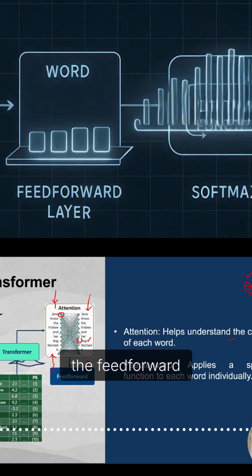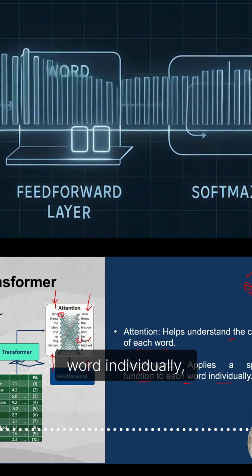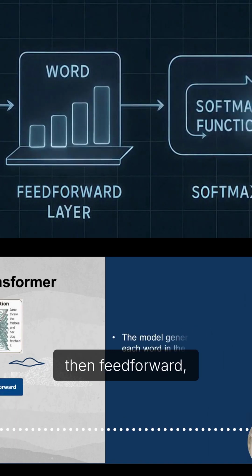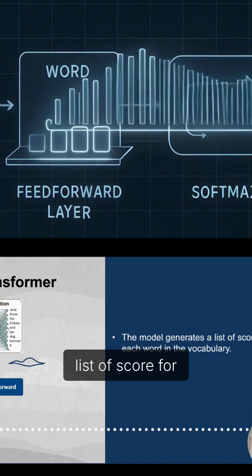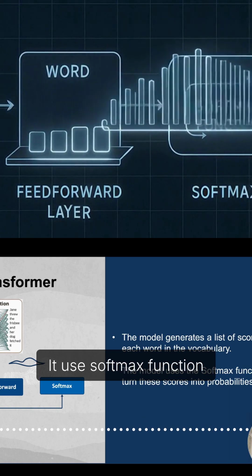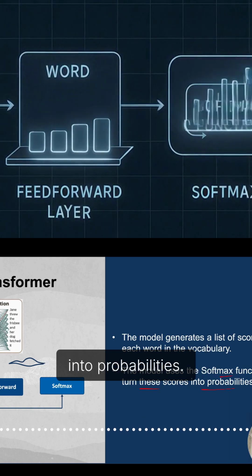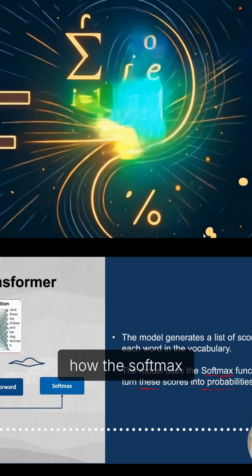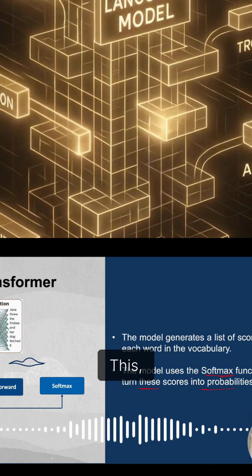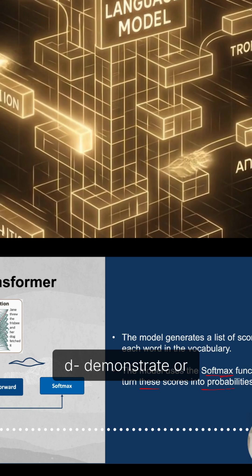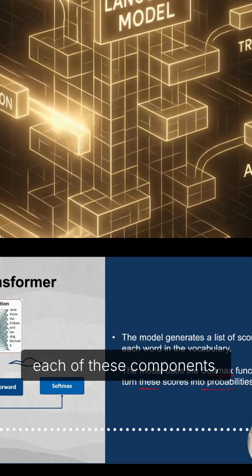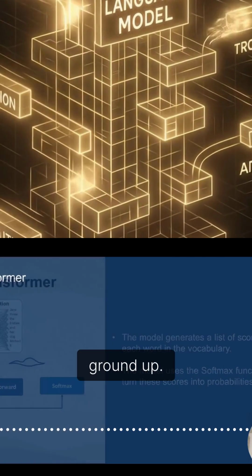Then the feed forward layer applies a specific function to each word individually. So we have attention, then feed forward. The model generates a list of scores for each word in the vocabulary, and it uses the softmax function to turn these scores into probabilities. Again, it's a mathematical function. How the softmax function is applied, we'll understand that also while building the model. This presentation explains the whole concept of building the large language model from scratch, and we'll be building each of these components thoroughly from the ground up.